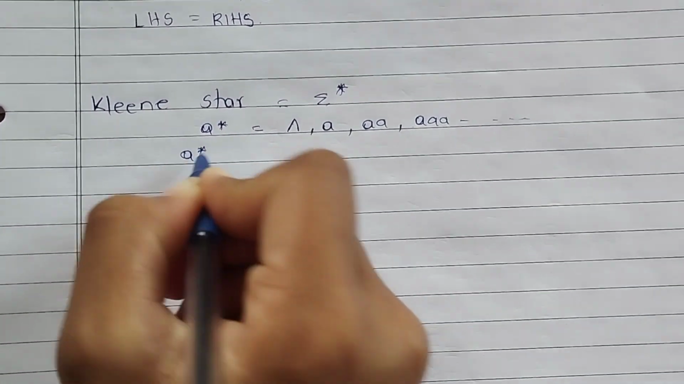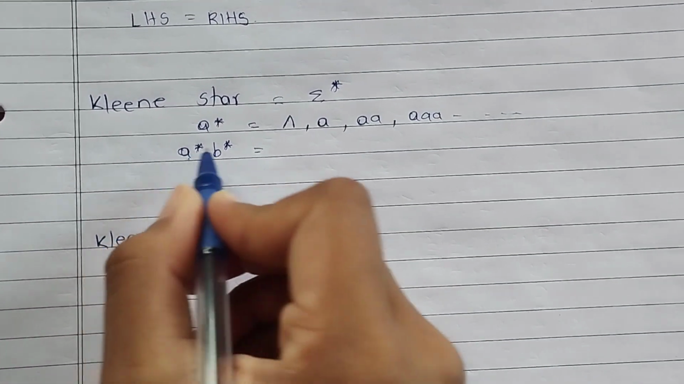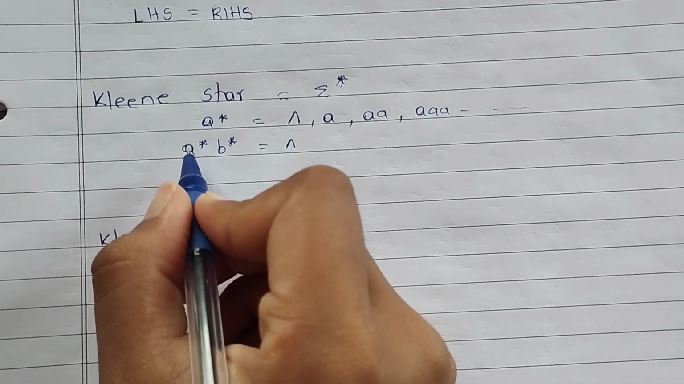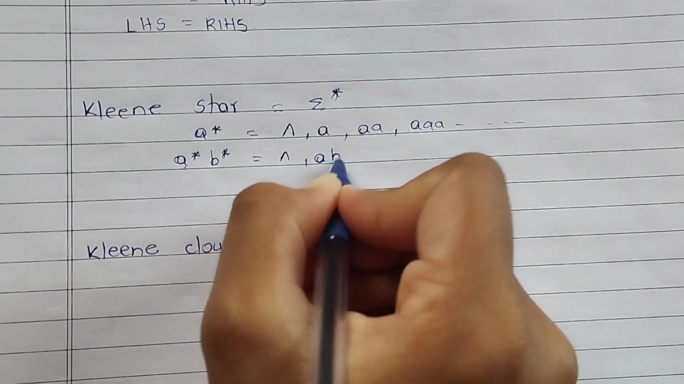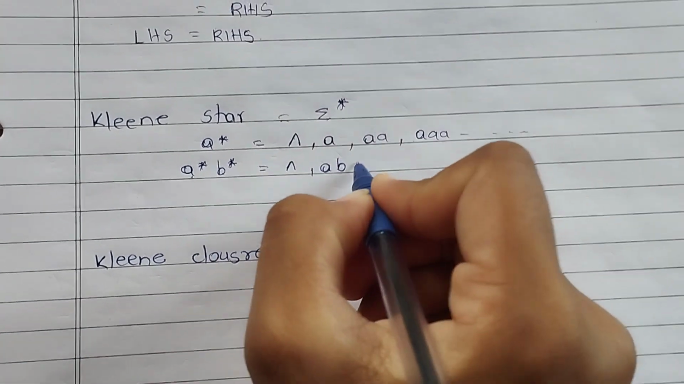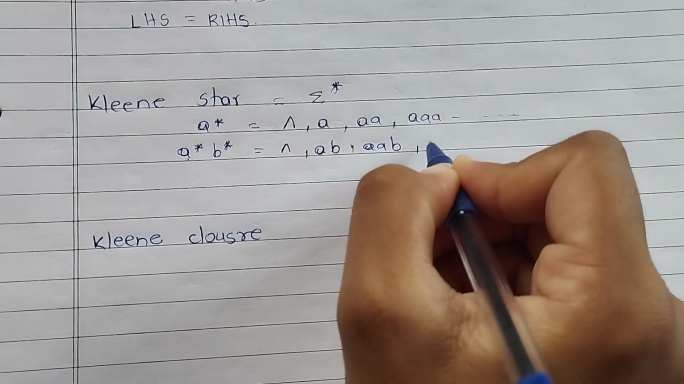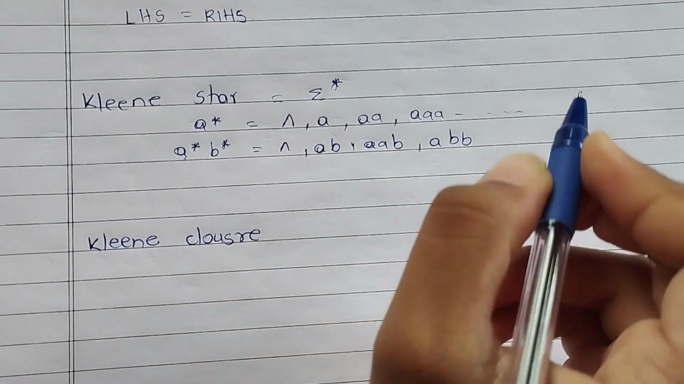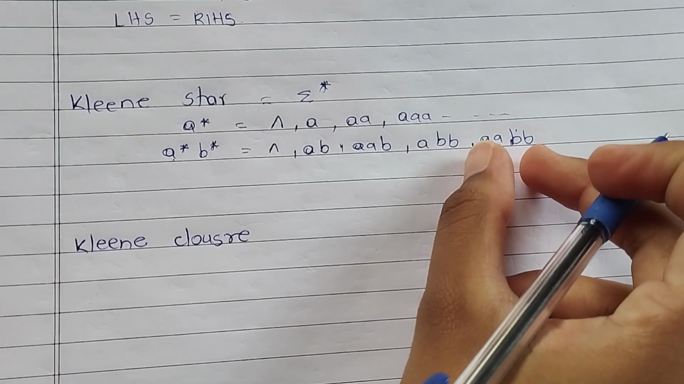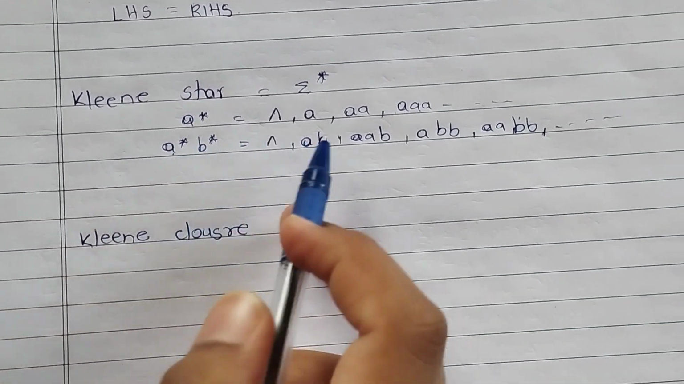If we say A star, B star, then this means that A can be null, B can be null. So we get null only. Only A, single B, so we get AB. Or double A, single B. This can be possible. Or single A, double B. Or double A, double B. This is nothing but the string, in n number of combinations of these two alphabets.